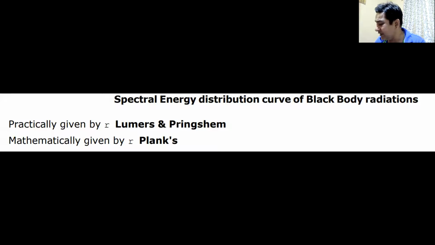You must remember the name of this scientist. Practically it was given by Rayleigh and Jeans. Mathematically it was explained by Planck. These are the two names that you must remember. So note down these names, and then we shall move on to the actual spectrum curves.